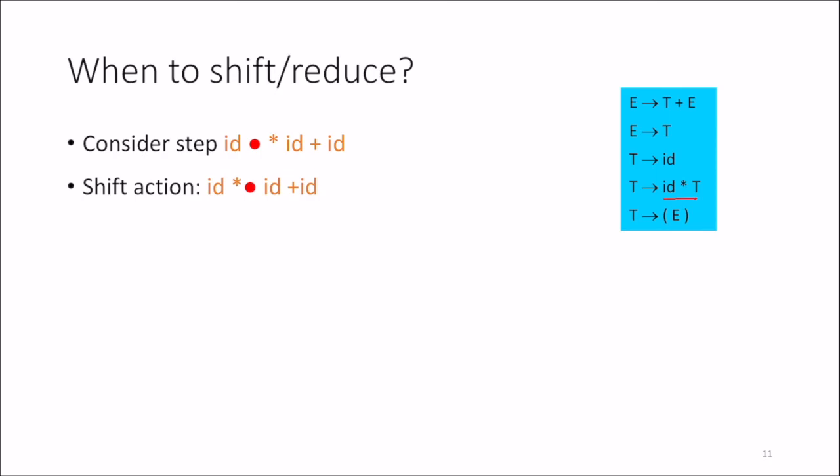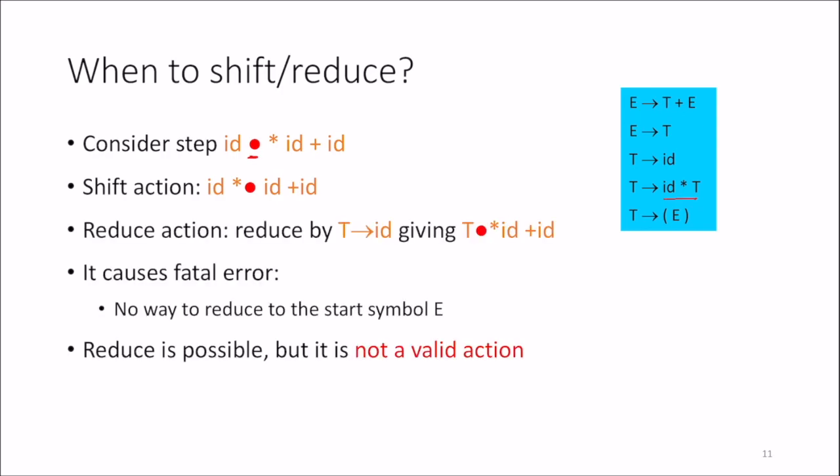However, at this point, when I have this separator right before the ID, I could reduce instead of doing a shift. And when I do that, I end up with the T times ID. It causes a fatal error because there's no way to reduce to the start symbol E. We saw this earlier as well. So this just emphasizes that a reduce is possible, but it's not a valid action. So we need to only do valid reduces when we are constructing this derivation or building the parse tree.